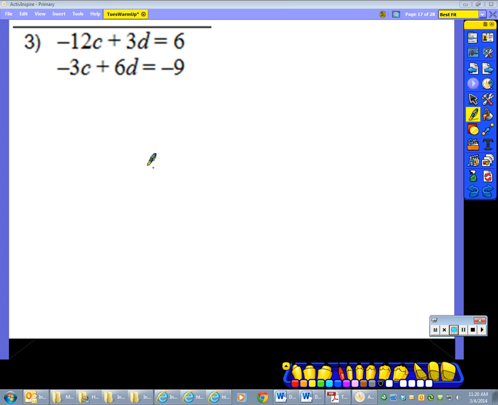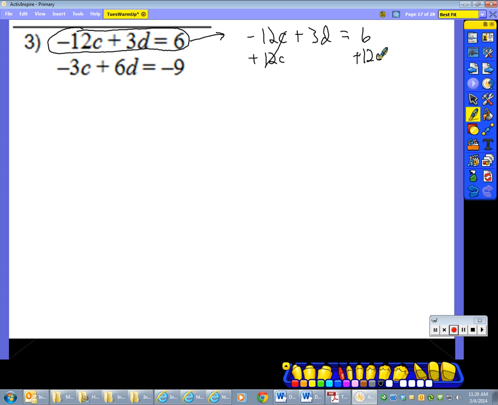Number 3. Alright, so I've got to get a variable by itself. It doesn't matter which variable you get by itself. I think this one looks like it's going to be easier to get d by itself, so I'm going to use that equation. So I've got negative 12c plus 3d equals 6, and I'm going to try to get d by itself. So I'm going to add 12c on this side, add 12c on that side, and I'm left with 3d equals 12c plus 6. I'm going to divide this side by 3, divide everything else by 3, and I'm left with d equals 4c plus 2.